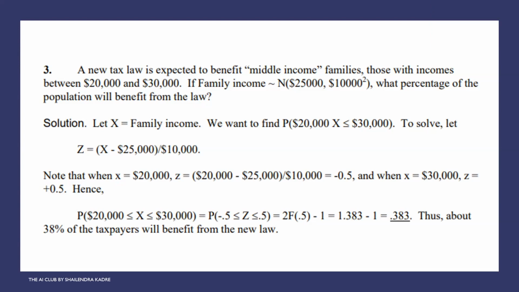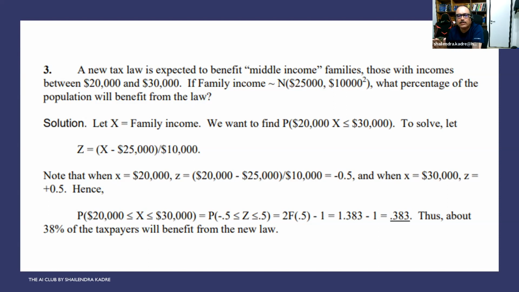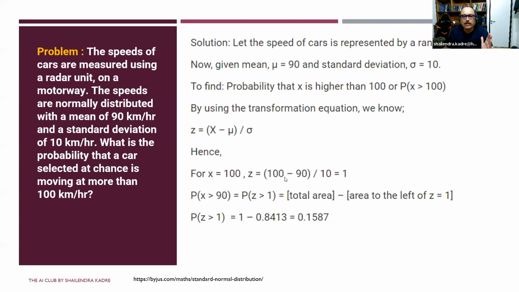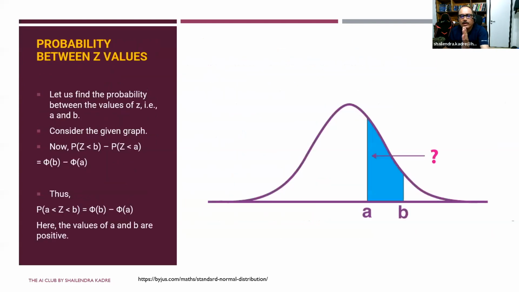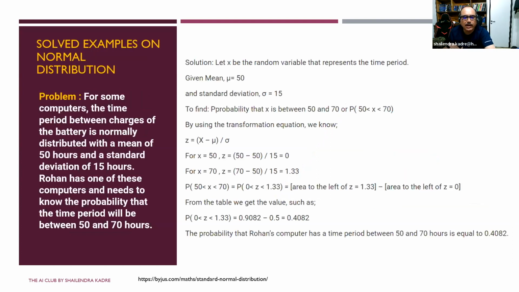For 30,000 we are calculating. Now it is more than. So keep 30,000 minus 20,000 divided by 10,000. So we are getting Z equal to 0.5. So now we have to find out the area between the curve where Z is minus 0.5 and Z is 0.5. So lower limit is minus 0.5, upper limit is Z equal to 0.5. Okay. So in that we have to find out the area.